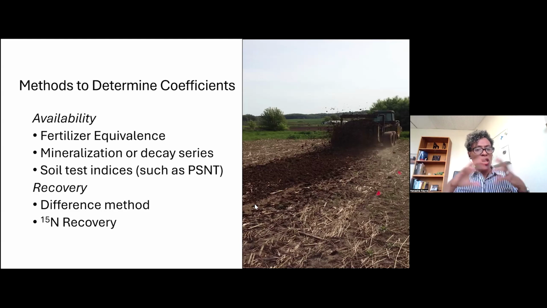So, but I want to focus on that availability. But I want you to know that these two methods to estimate recovery, the difference method, using labeled nitrogen is another way in which we trace where that nitrogen from the manure is going. Does it end up in the crop?